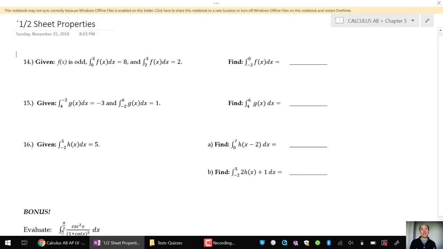So let's see if we can answer these questions. Again, a series of given statements and then some integrals to answer regarding those given statements. Feel free to pause the video right now, see if you can answer those 3 questions, I guess 4 questions, and then I'll walk you through the solutions in just a moment. Okay, let's begin.